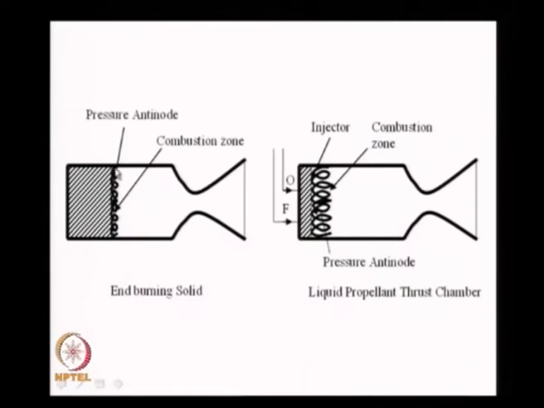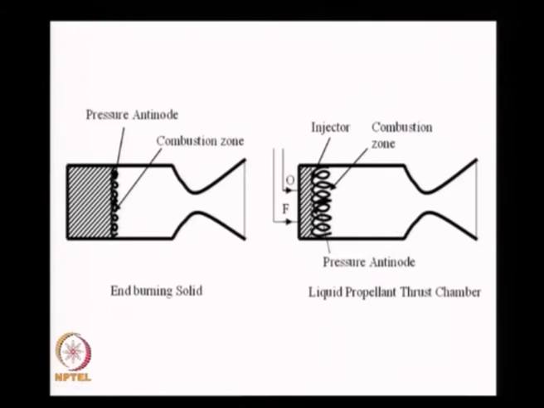Well, what is it we have been telling? Now let us put things together. I have a solid propellant rocket, end burning grain, this is the region of the closed end, I have a pressure antinode, and the heat release is in phase with the pressure antinode, so I could have the oscillation grow. In the case of a liquid propellant rocket, I inject near the head end, and if I have maximum pressure oscillations here, I could still have oscillations grow.